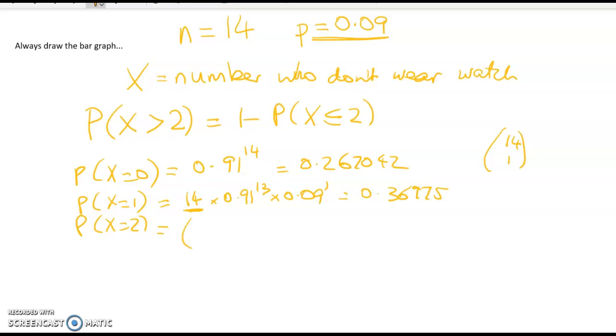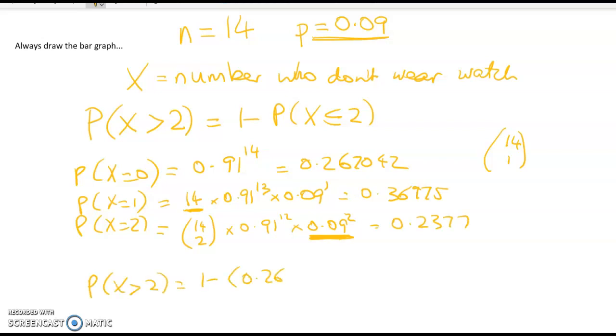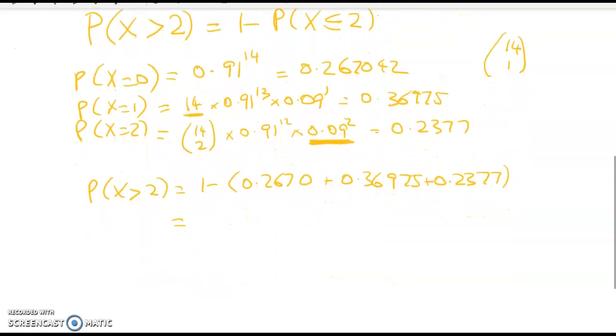And for the probability that x is equal to 2, it's going to be 14 choose 2 times 0.91 to the power of 12 times 0.09 to the power of 2, right? So these are the 2 people who aren't wearing a watch, and that works out to be 0.2377. So the probability that x is greater than 2 is just 1 minus all of those. And it's fine to do that in your calculator, but you do need to show quite a bit of working. So here we get 0.1255. Okay, so that should all feel pretty good.